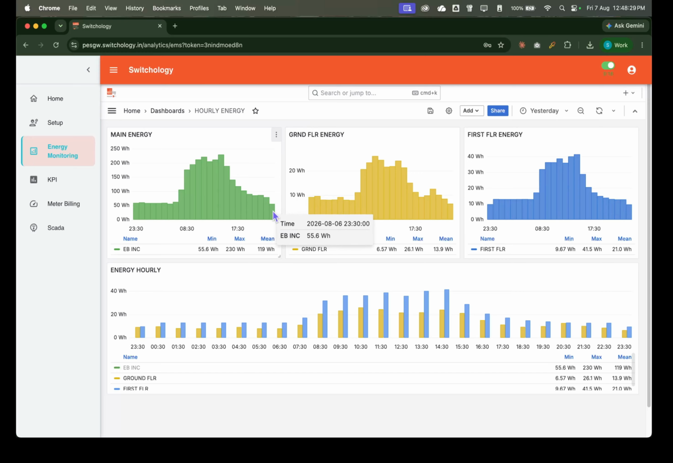It reaches its lower values by around 11:30, and then has a cyclical pattern for the next day onwards. So this is the main meter reading.